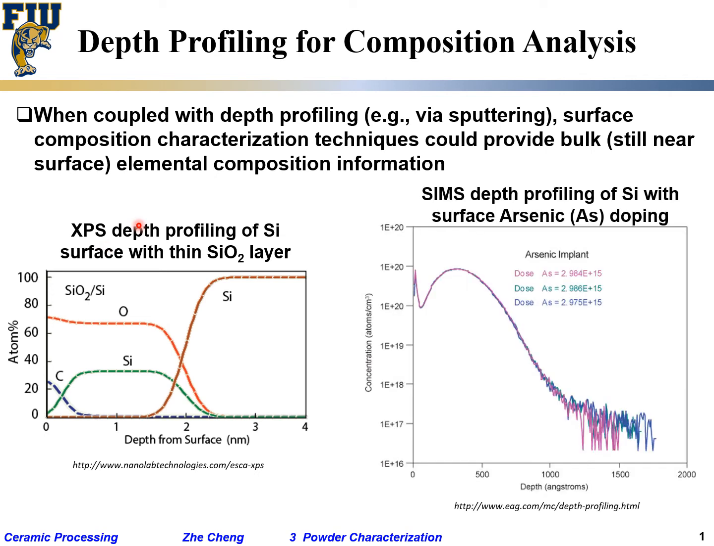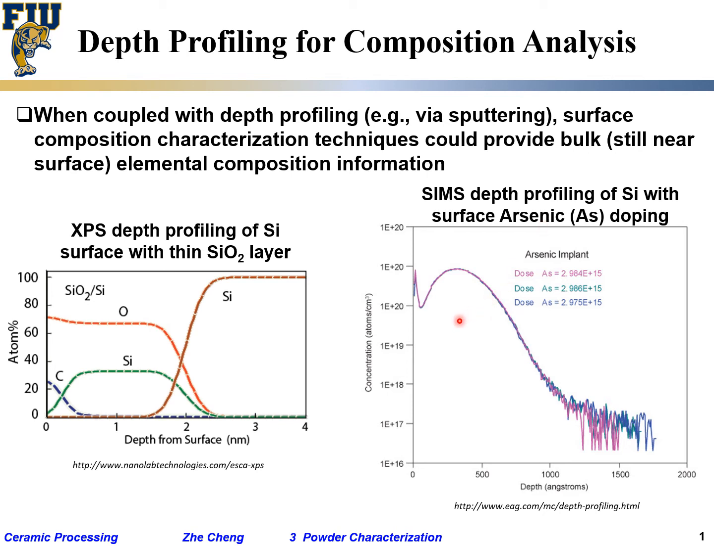On the other hand, here I'm showing a SIMS, secondary ion mass spectroscopy, depth profiling of what? Still of silicon, but the silicon surface has what type of doping or impurity in it? Arsenic. If you are doing semiconductor processing, arsenic is similar to phosphorus. It acts as a donor to make the semiconductor silicon into a donor type, N-type semiconductor.